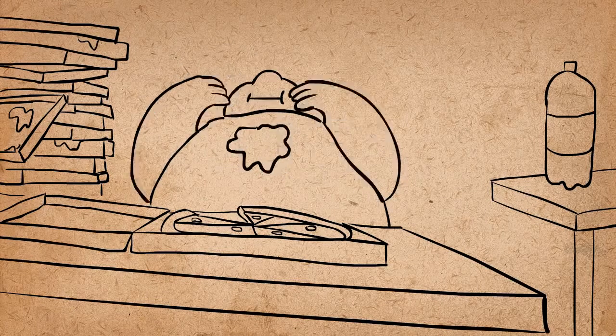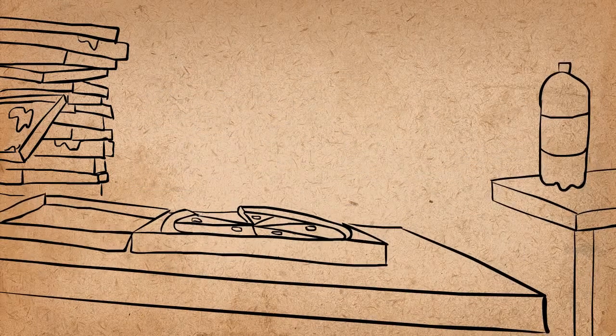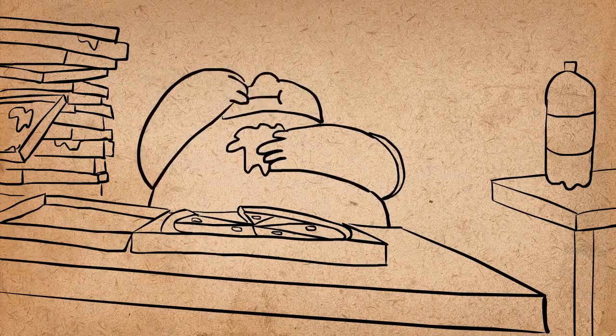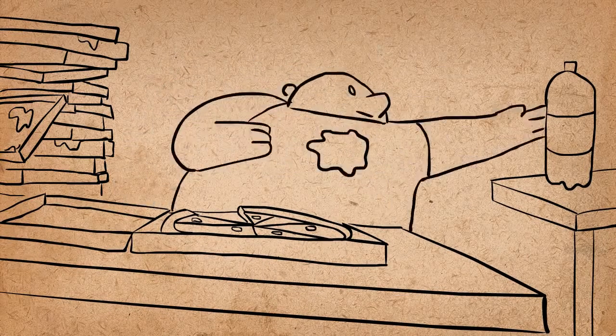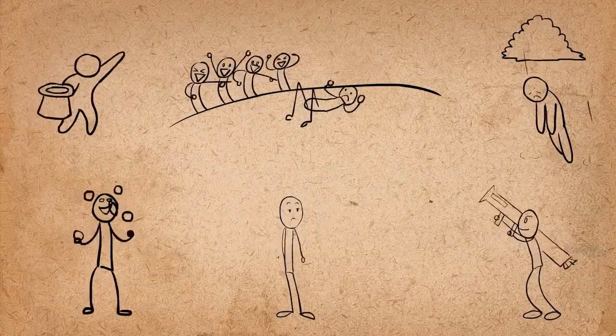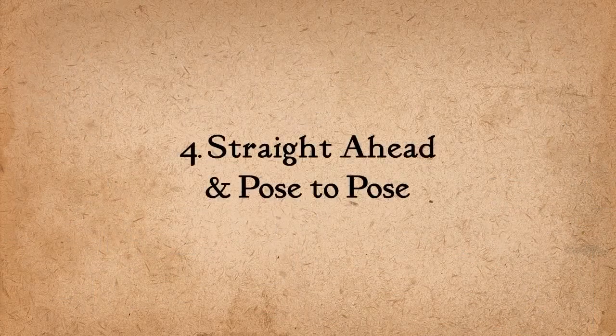And let's change his acting so that his weight actually gets in the way of his eating, so he can't even reach for the soda without falling over. Now let's make sure to time it right so he notices the soda and then reaches for it. Now the idea is very clear. So that's all I have for staging. The next principle is called straight ahead and pose to pose.